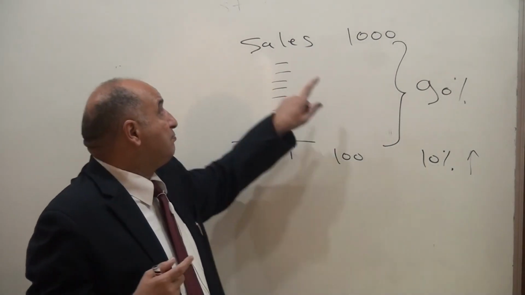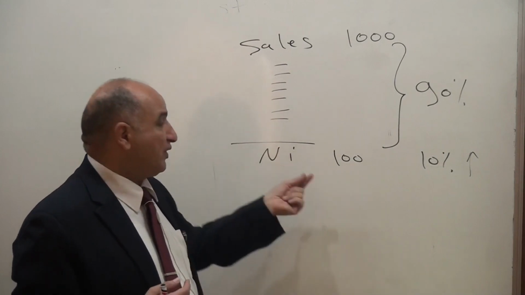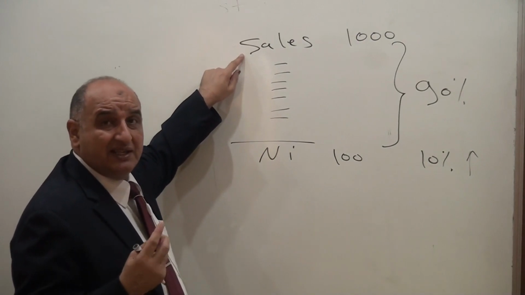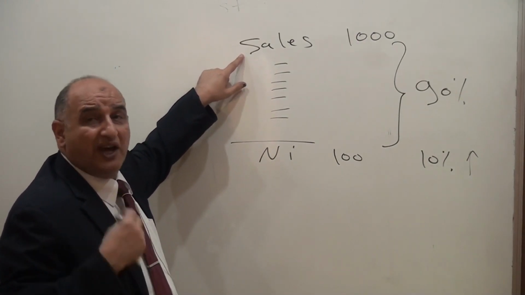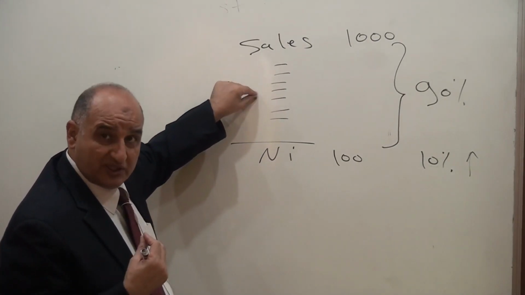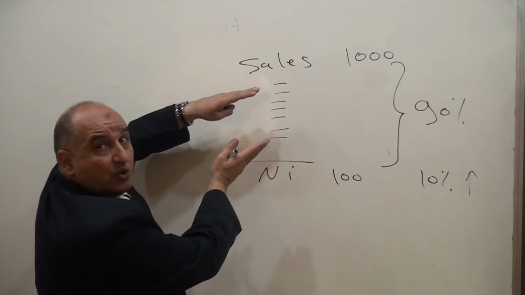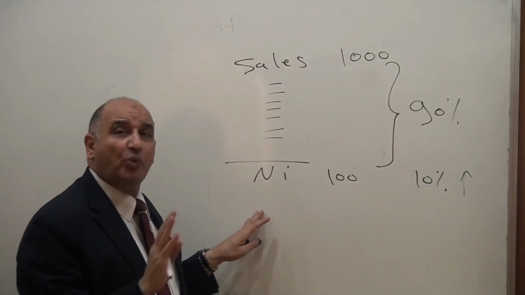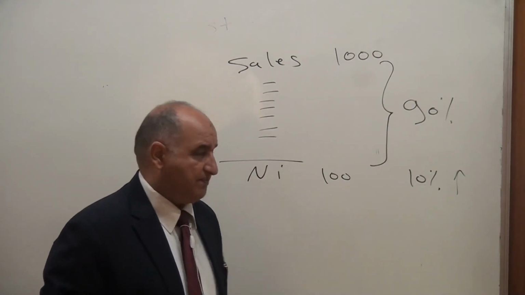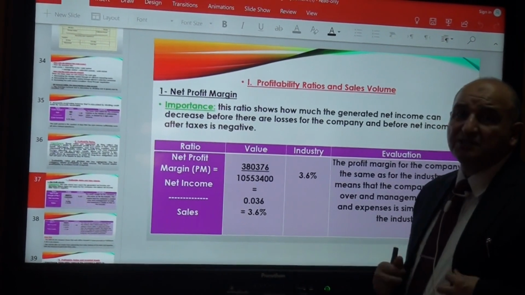We have two ways. By increasing the sales while maintaining the cost, so this one will be improved. Or, because increasing the sales is not easy, you can control the cost. You can reduce the cost. So we can increase this by reducing or controlling the cost, and this is the optimal way to improve the profit margin. In our company, our profit margin was 3.6%.